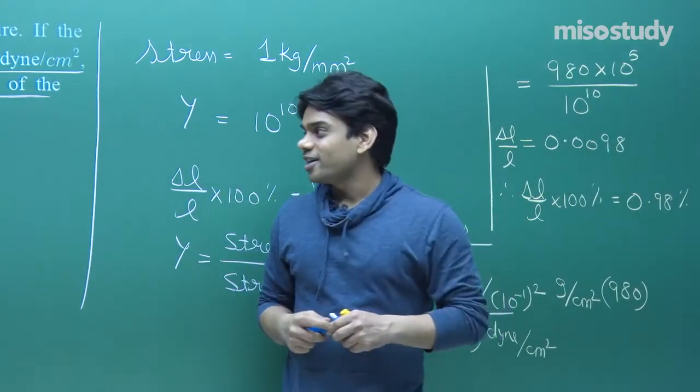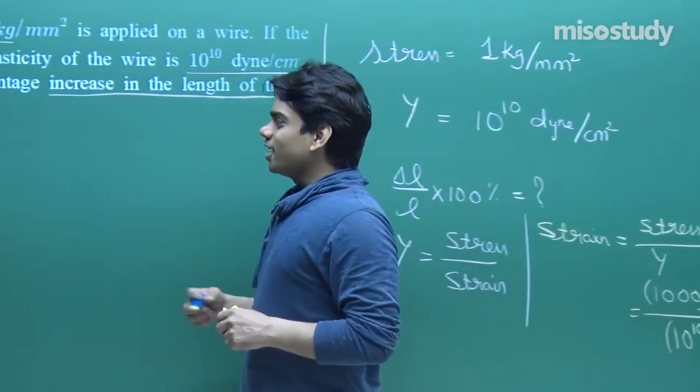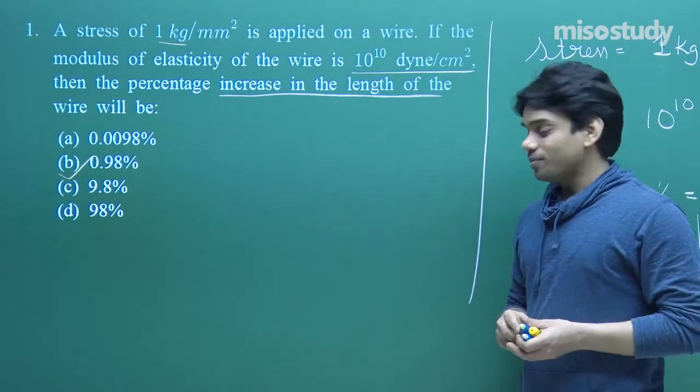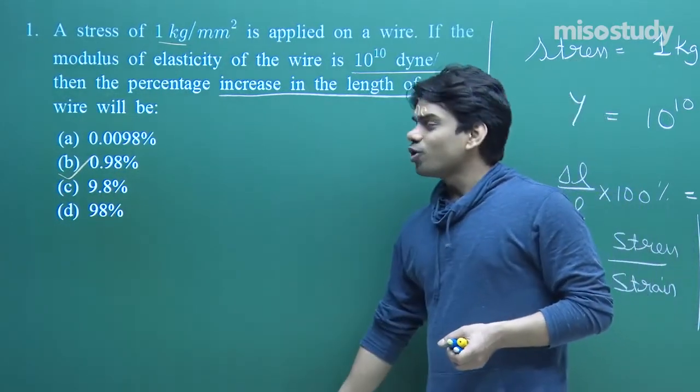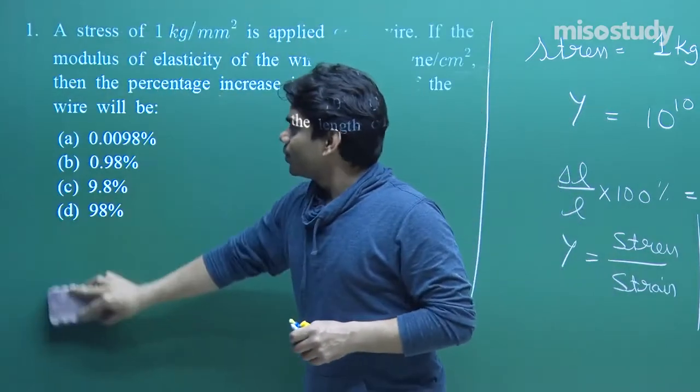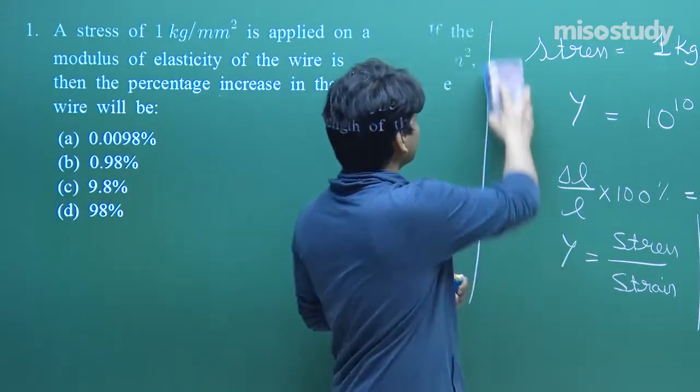0.98% is the answer. Let's check which option is matching. Clearly B, 0.98%, that's truly matching with the right answer. So let's go ahead with this answer. 0.98% we are getting as the result.